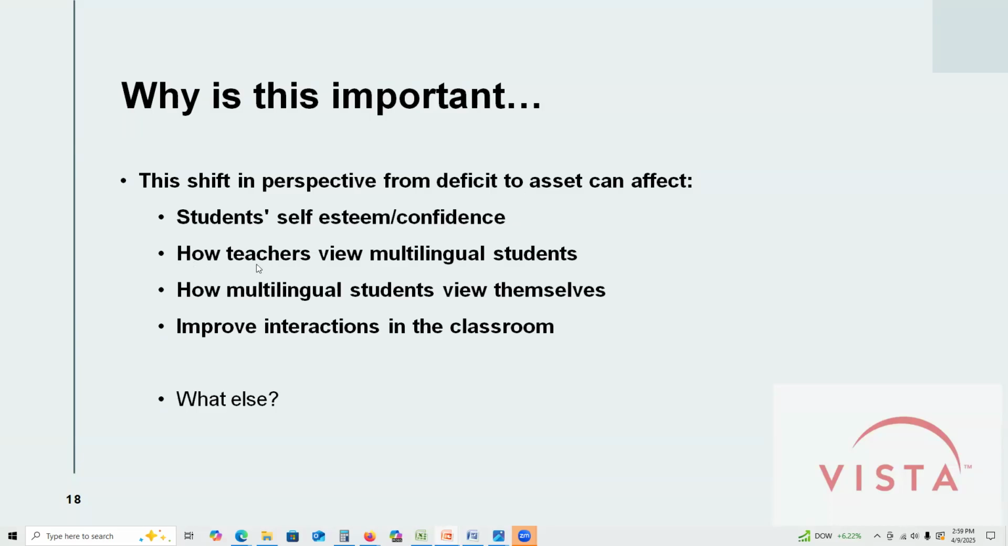I think it affects how teachers view multilingual students. Are we going to view this as a deficit or an asset? And how they view themselves then. How are they accepted and received in their school? And this could improve interactions in the classroom. So feel free to drop in the chat any other ways that this is important, this shift in perspective from a deficit view to an asset.